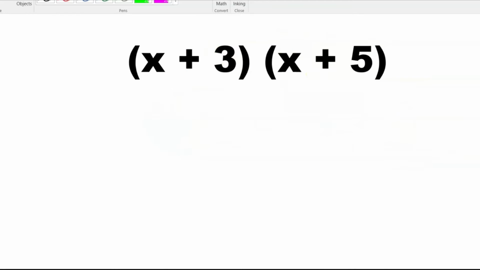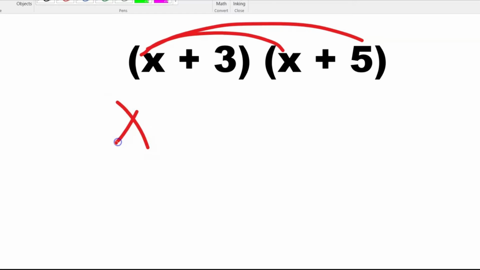And we're also going to be multiplying a binomial times a binomial. In other words, I've got two terms on the left and I'm multiplying it by those two terms on the right. What I'm going to do here is distribute, but I'm going to distribute twice. Before, we just took one term and multiplied it by everything over here. I'm going to do that again, but I'm going to have to do that twice. So I would multiply x times x, and that gives me x squared. Then I would multiply x times 5, and that's going to give me 5x.